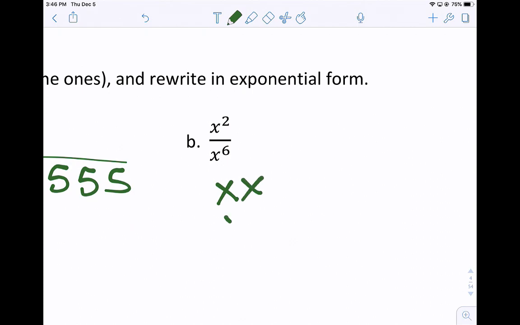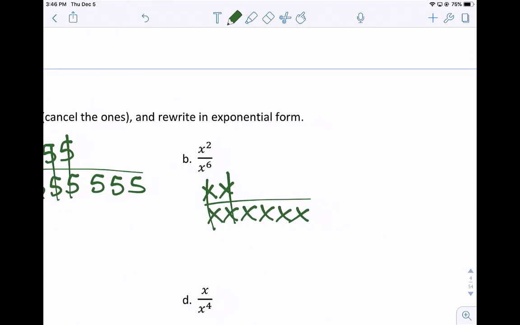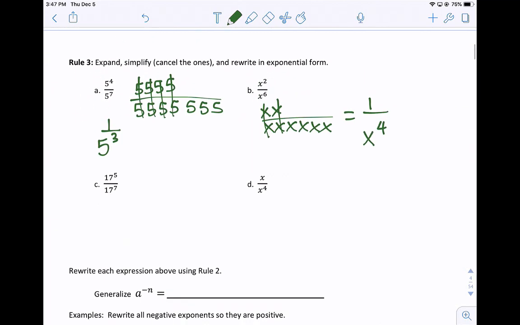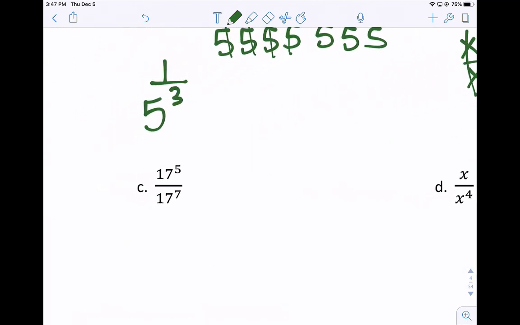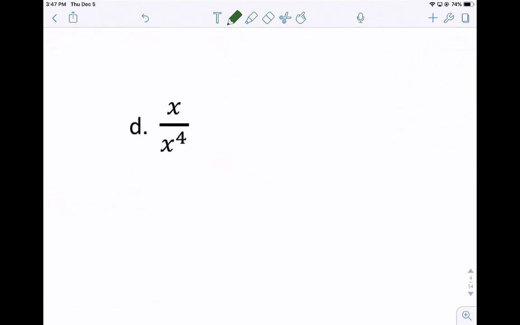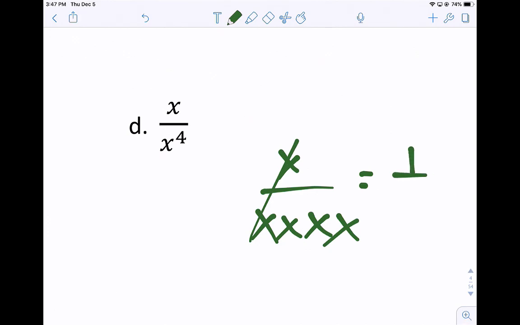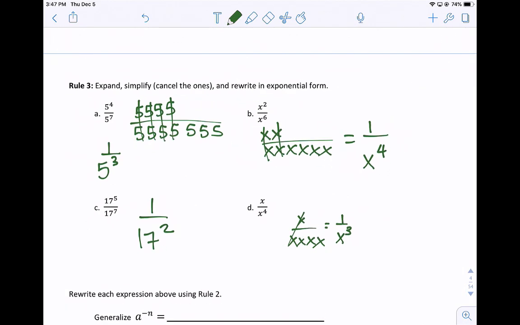Over here we have 2 x's on top and 6 x's on bottom. Okay, so when we cancel, we have a 1 on top and we have 4 left on the bottom. And for this one, we have 5 17s on the top and 7 on the bottom. So when you cancel, you have to think how many 17s are left and where are they? There will be 2 of them left on the bottom. Here we have 1 x on top and 4 on the bottom. So when you cancel, you have 3 left on the bottom.